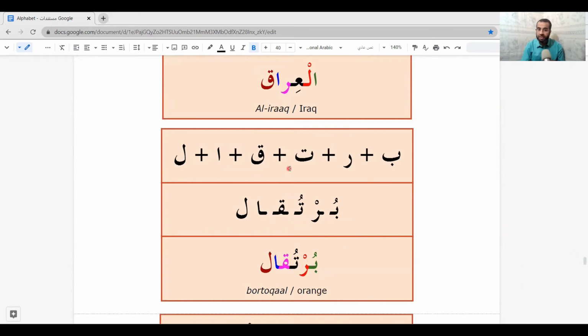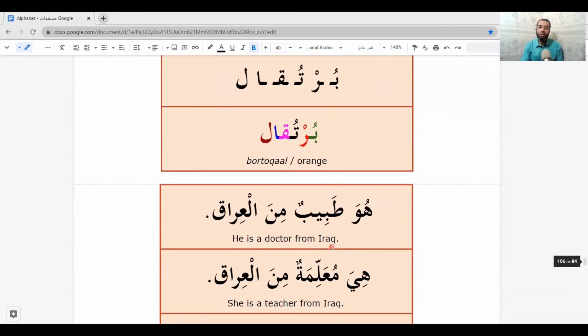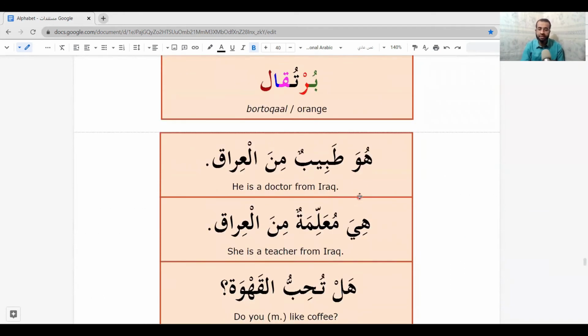The next word, orange. It has 6 letters. Ba, ra, ta, qaf, alif, and lam. The ba has dhamma and the ra has sukun. Bur, tu. Then qaf is followed by long vowel a. Burtuqal. Burtuqal is orange.